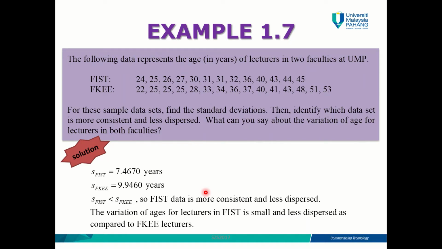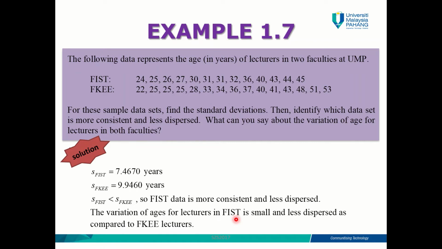So what do you understand about the lecturers' age when you know that FIS is less variable than FKE? This means that the variation of ages for lecturers in FIS is small and less dispersed as compared to FKE lecturers. In other words, the age gap of lecturers in FIS is smaller compared to the age gap of lecturers in FKE. You see, this is how measures of variation help you to understand your data. It tells you whether your data values are close or whether they are spread from each other.